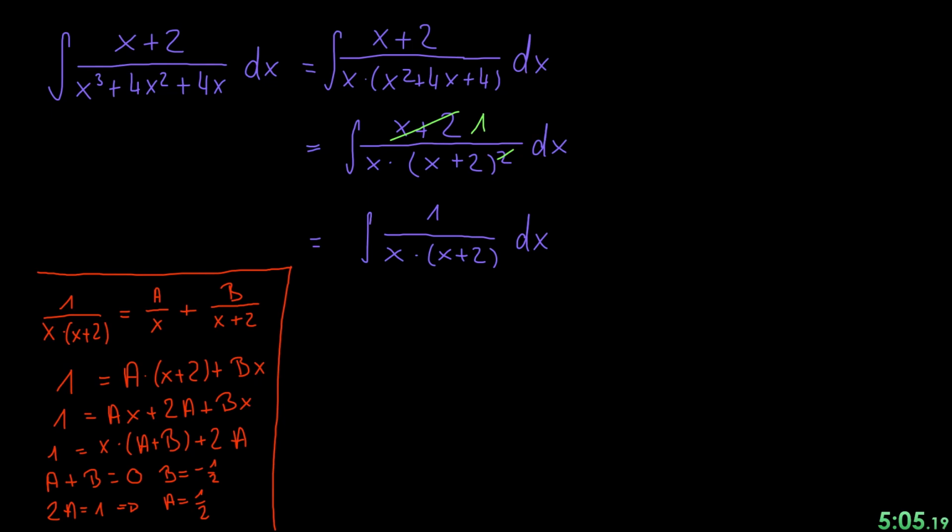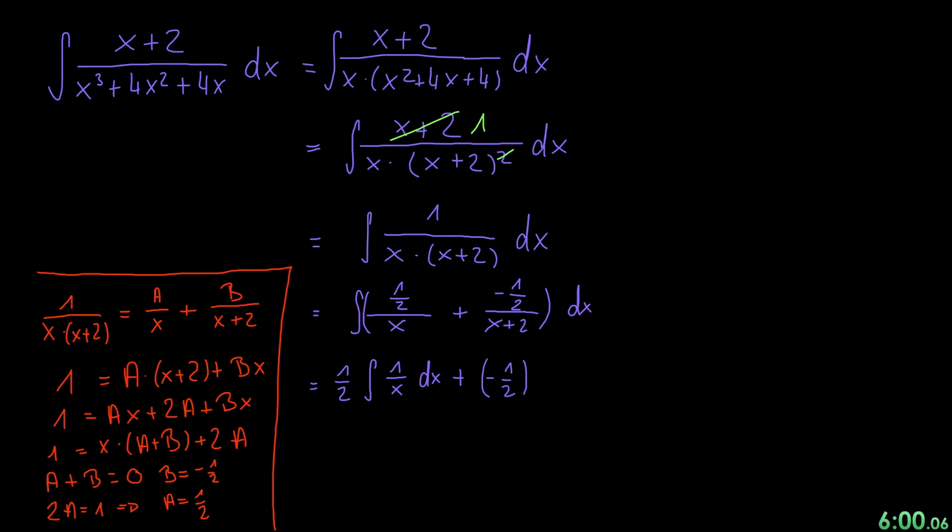And now I have figured out my two constants, which means I can rewrite the entire fraction up here into the integral of 1/2 over x plus negative 1/2 over x plus 2 dx. Let me put parentheses around this. Okay. So now I can pull the integral apart, and let me put the 1/2 already into the front. 1/2 times the integral of 1 over x dx plus negative 1/2 times the integral of 1 over x plus 2.